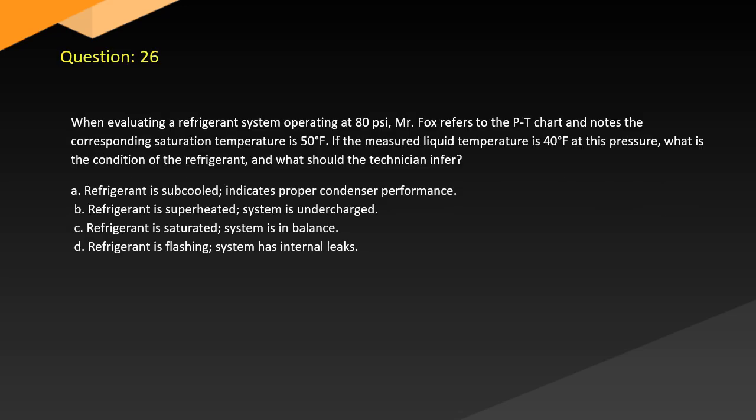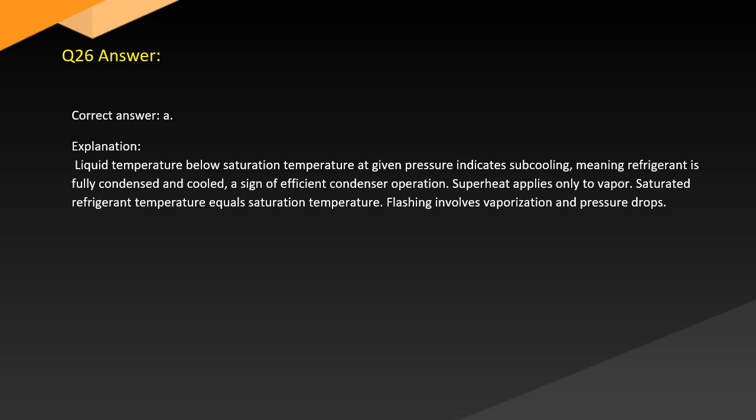Question 26. When evaluating a refrigerant system operating at 80 psi, Mr. Fox refers to the PT chart and notes the corresponding saturation temperature is 50 degF. If the measured liquid temperature is 40 degF at this pressure, what is the condition of the refrigerant and what should the technician infer? A. Refrigerant is subcooled, indicates proper condenser performance. B. Refrigerant is superheated, the system is undercharged. C. Refrigerant is saturated, the system is in balance. D. Refrigerant is flashing, the system has internal leaks.